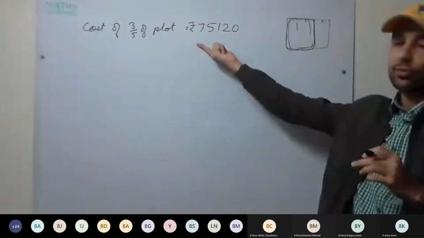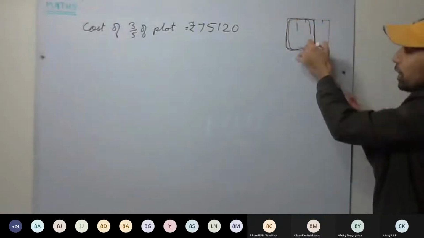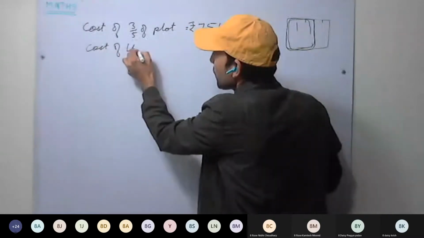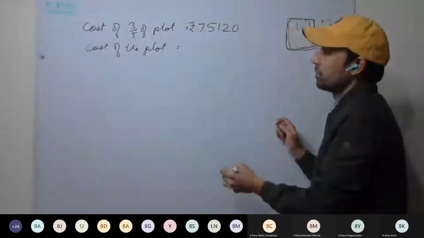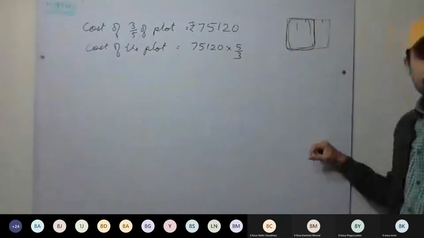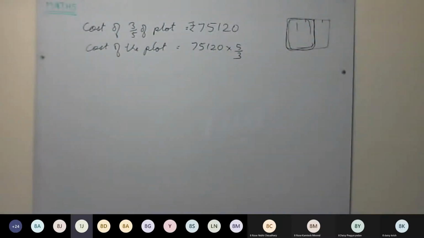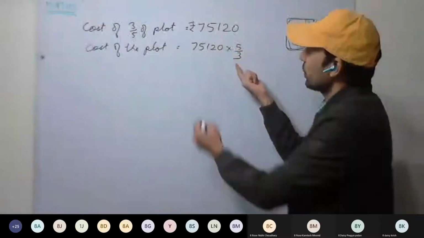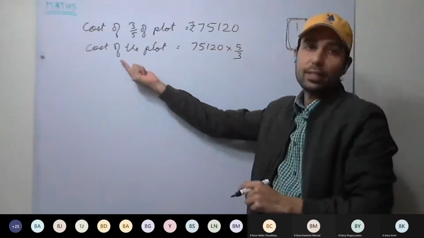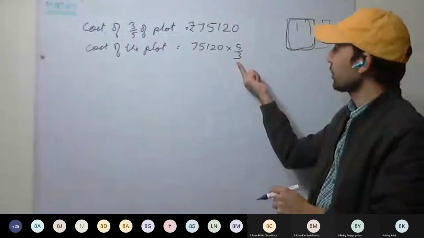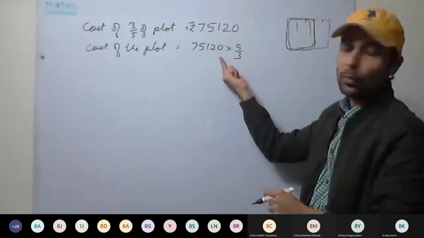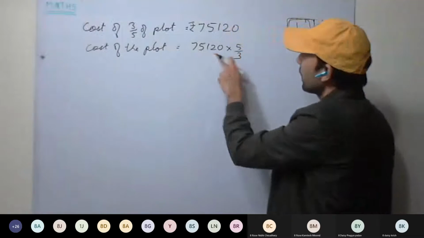So first we'll calculate the cost of the whole plot. So cost of the whole plot will be how much? Yes, sir. 3/5 of the plot is this much. So we'll divide it by 3/5. That will give us the cost of one plot, that is the whole plot. Okay, 5/3. This is 3/5 of the plot. So the cost of the whole plot will be this much. And it is divisible by 3.